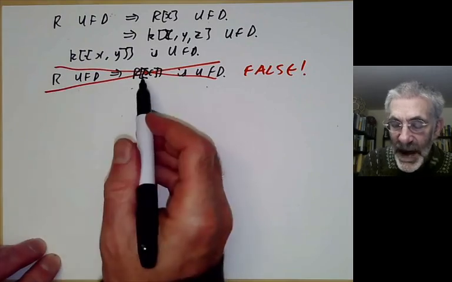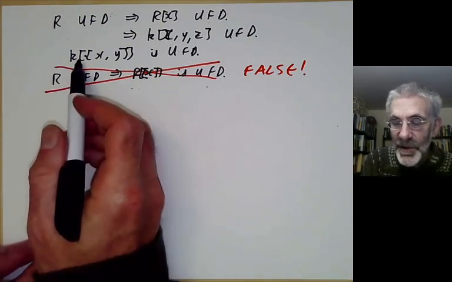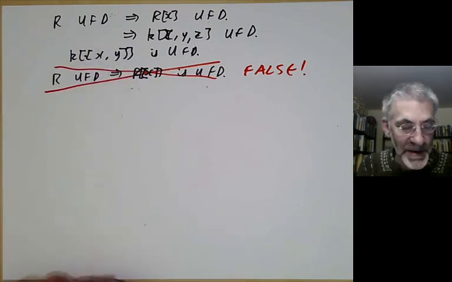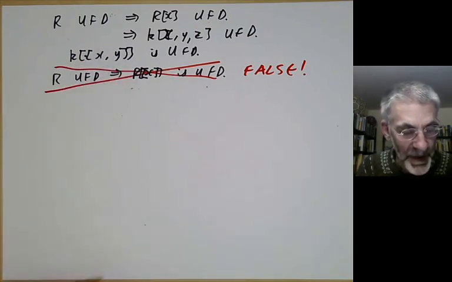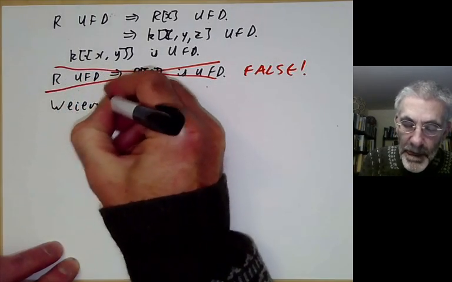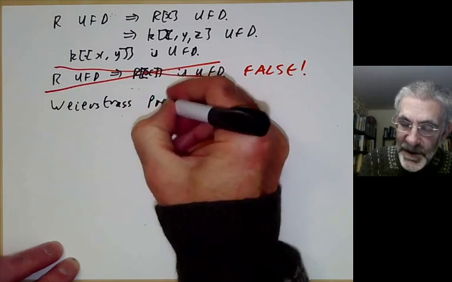So we need to use an extra idea in order to show that the ring of formal power series in several variables is a unique factorization domain. And what we're going to do is we're going to use the Weierstrass preparation theorem.